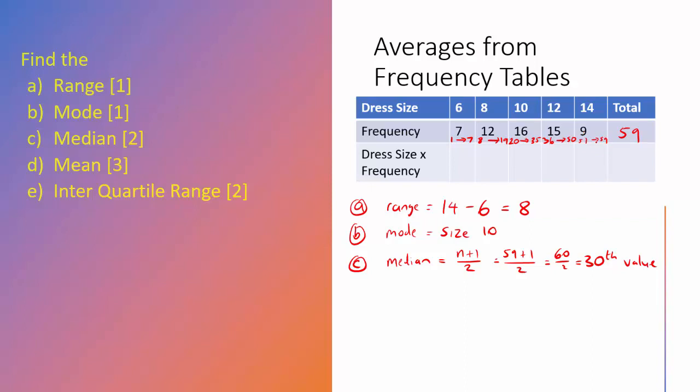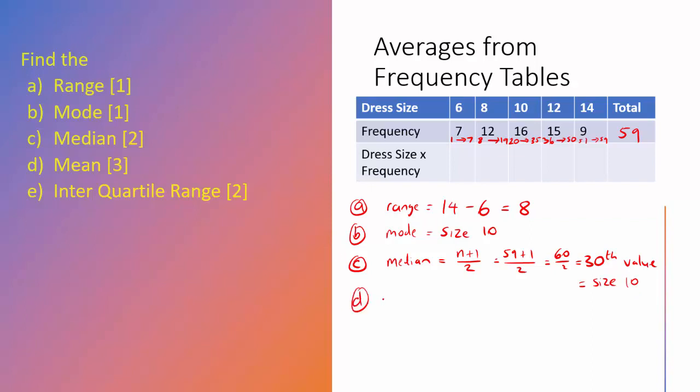So what I'm looking for is the 30th value, or the 30th person. Where does that 30th person lie? Not 1 to 7, not 8 to 19, but 20 to 35. So the 20th to the 35th person are in this column here, and this column corresponds to size 10. So the 30th value is equal to size 10. So your median is size 10.